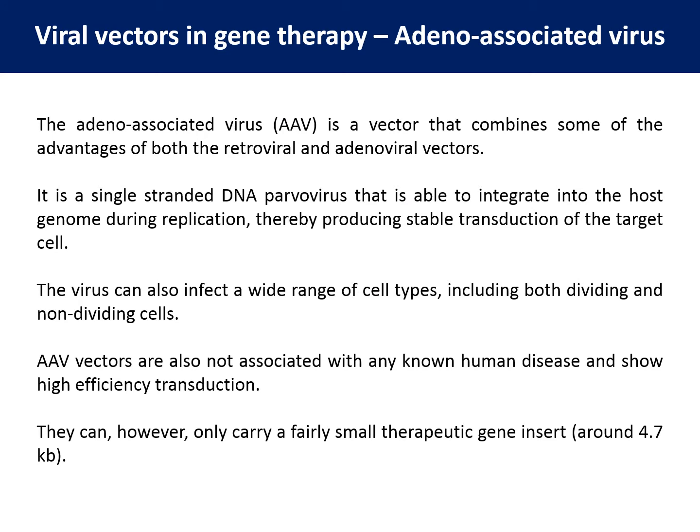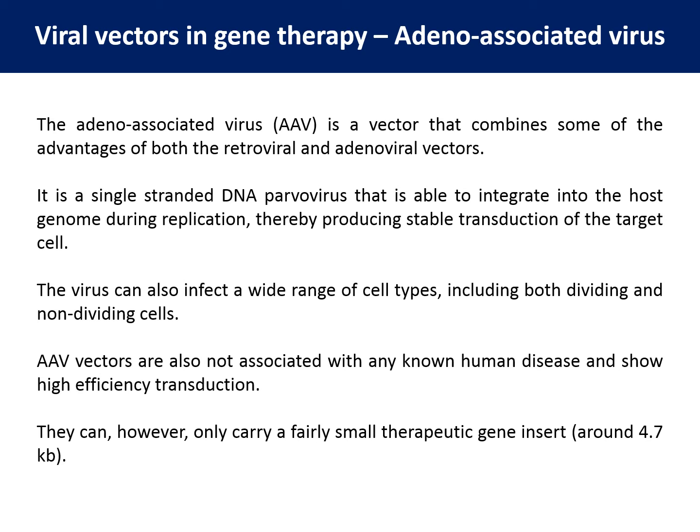And then we have adeno-associated virus, which combines some of the advantages of both the retroviral and adenoviral vectors. It is a single-stranded DNA parvovirus that is able to integrate. Able to integrate means it can have long-term gene expression, integrating into the host genome during replication and able to produce stable transduction. In fact, it infects a wide range of cell types, including both dividing and non-dividing.